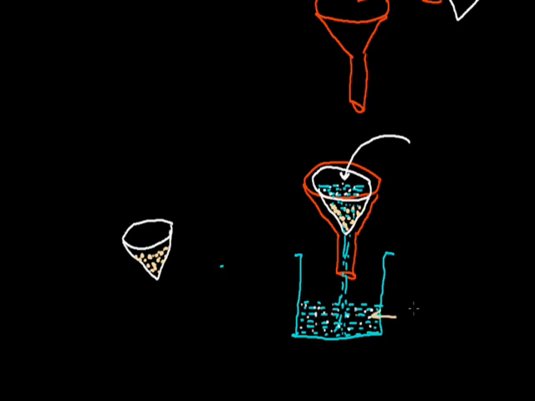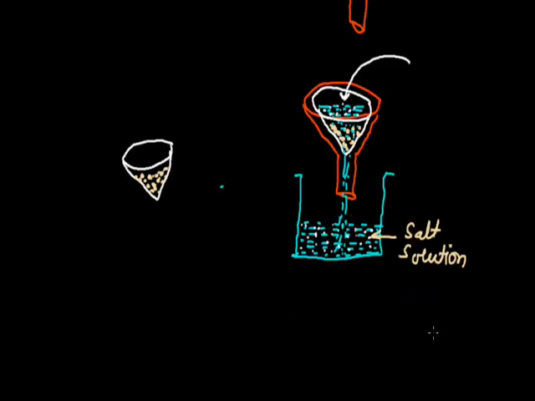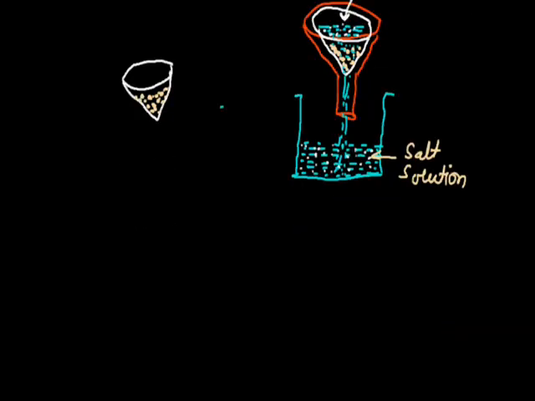So this is a salt solution. In this solution there are two components present. The first one is water and the second one is salt. So there is a need to separate salt from the solution. Now we apply the second step, that is evaporation. That is another technique of separation. So now we use this container that is full of salt solution.